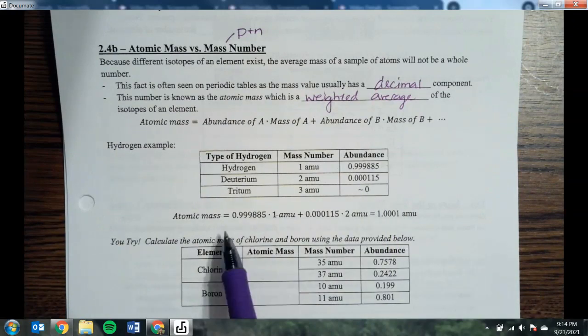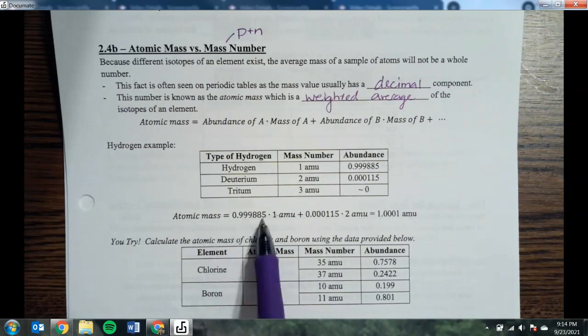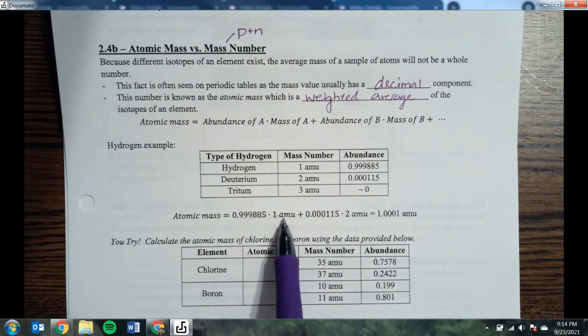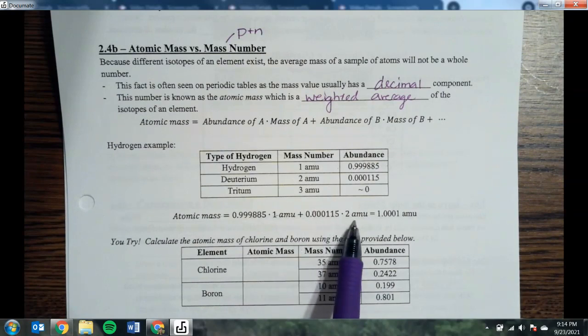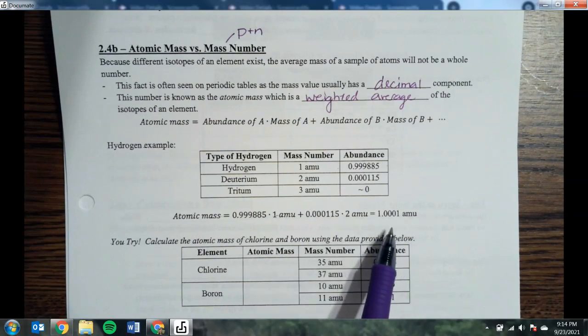So for my atomic mass of hydrogen, I'm going to take the abundance of my first isotope, which is hydrogen itself, times its mass. And I'm going to add to that the abundance of my second isotope, which is deuterium, times its mass, which is 2. So when I do that, I get 1.001, which is much closer to what you see on most periodic tables. So let's do this calculation for some examples here.